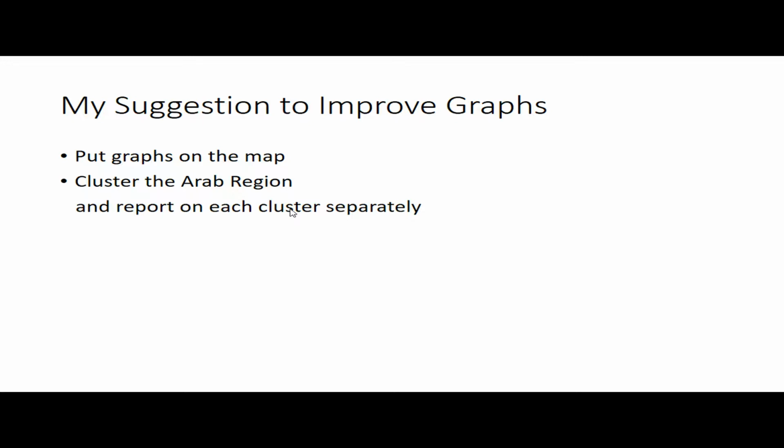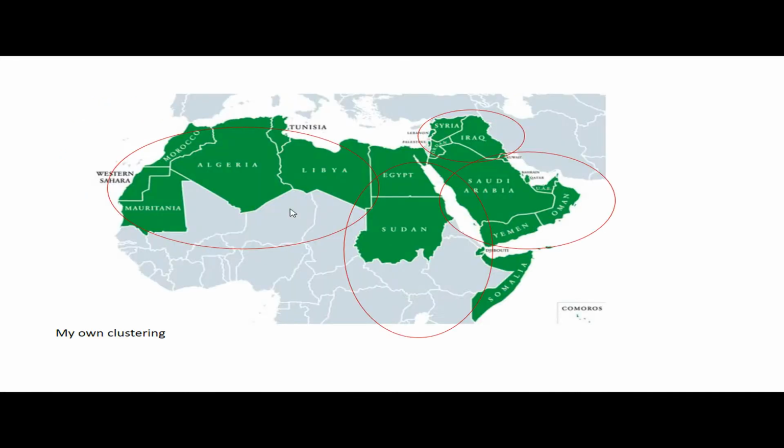My suggestion to improve the graph at the beginning of the session is to put the graphs on a map if we have software like Geographic Information System or other available sources. Some of them are open source. Or to cluster the Arab regions and report on each cluster separately. My suggestion for clustering is this. I will use part of North Africa, including Libya, Tunisia, Algeria, Morocco and Mauritania. I use Egypt, Sudan, and Somalia in one cluster, then the Gulf countries in one cluster, and El-Sham, or Syria, Iraq, Jordan, Lebanon, and Palestine in one cluster.